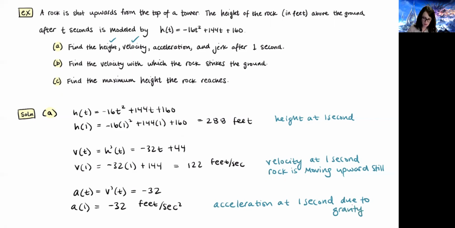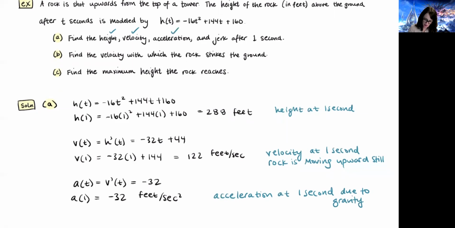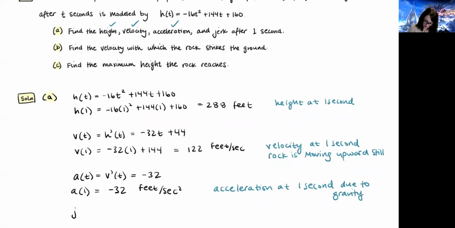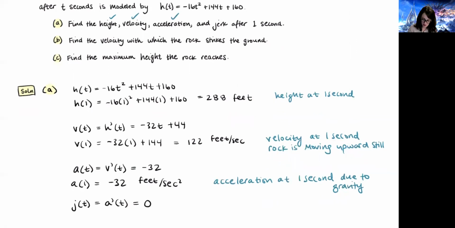I think we also want to find the jerk. Yes, we do. Okay, so that'll be the third derivative. So j of t will be the derivative of acceleration. Okay, the derivative of -32 is 0. If we plug in 1, that's just 0. The units for that are feet per second cubed. All right, so this is the jerk at 1 second.